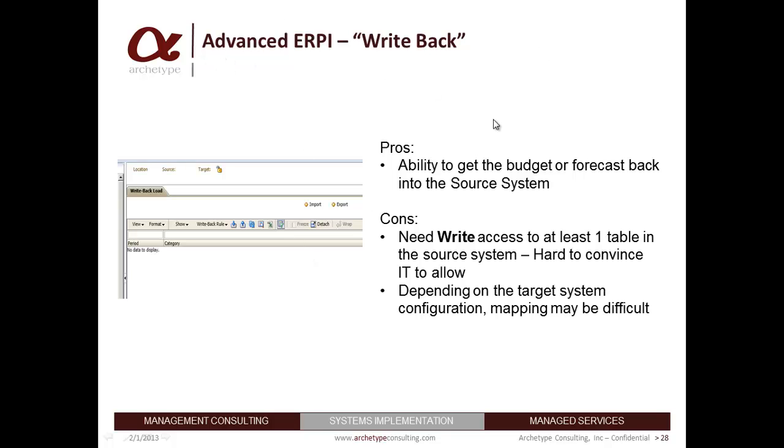But basically, the write back feature is nice if you want to get the budget back into your source system, as we talked about. But the big con here is that you need to have write access to one table in your source system. So you need to be able to stick data back into PeopleSoft. And the problem is it's hard to convince IT that you're a good person and your data is good and you're not going to crash one of their servers or blow up the world when you put the budget back into PeopleSoft or EBS or JDE. If this is something the client wants, you're going to have to be very patient with IT and do a lot of convincing to bring them on board with the concept.